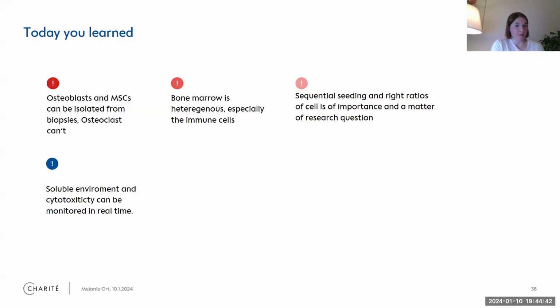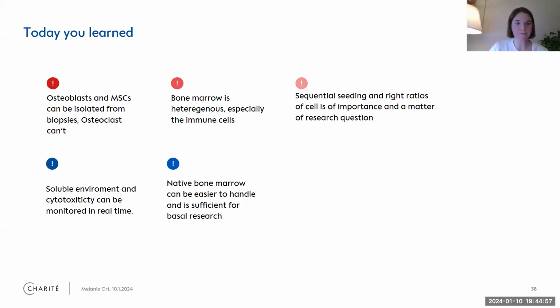That soluble environment and cytotoxicity can be monitored over time while your chip is running, which is nice, because then you don't have to arrest your experiment in order to assess that. You can just take a little media, do your assay, and let your chip do its thing. You also learned, from what Martin did, that native bone marrow can be easier to handle and is sufficient for a basal research question, especially if you just want to know, is this the right way or not?